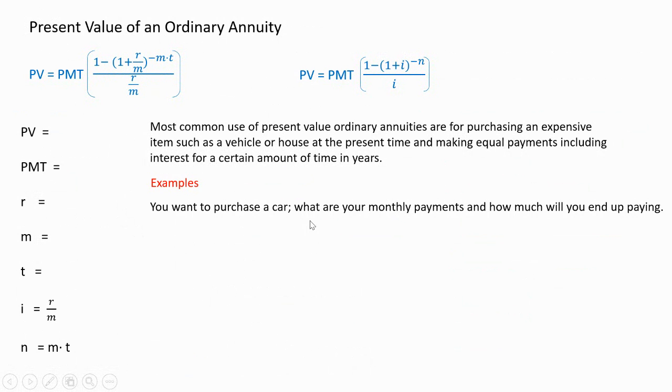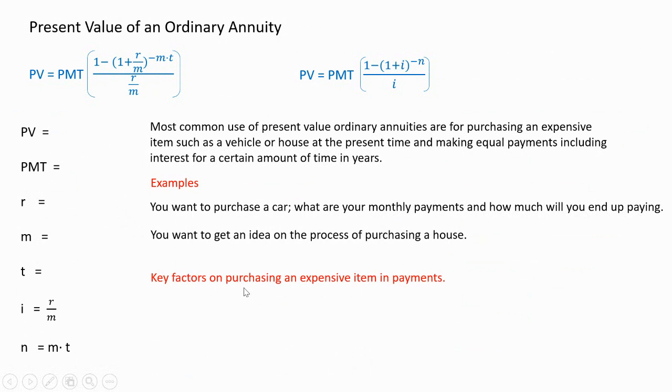Examples. You want to purchase a car. What are your monthly payments and how much will you end up paying? You want to get an idea of the process of purchasing a house. So to purchase a house, guys, what do we need? Key factors of purchasing an expensive item and payments, right? Like a house. You must have a job, because with no job, they won't give you the loan.